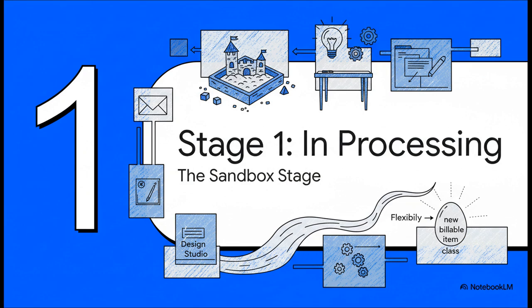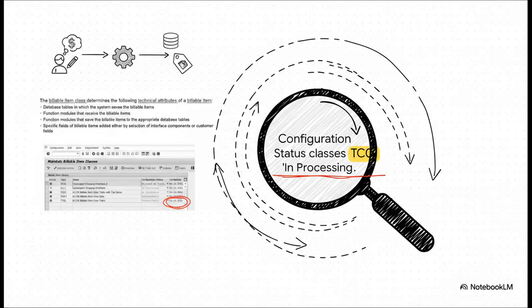You got to think of this as the sandbox, the creative design studio. The moment you create a new billable item class, boom, the system puts it in this state automatically. And the name of the game here is maximum flexibility. And what's cool is that this isn't some abstract concept. You can see it right there in the system interface. See that configuration status column? Yep, classes like TCO1 and SCC1 are flagged as in processing. For any developer looking at this, it's an immediate signal. Hey, this one's still being worked on.